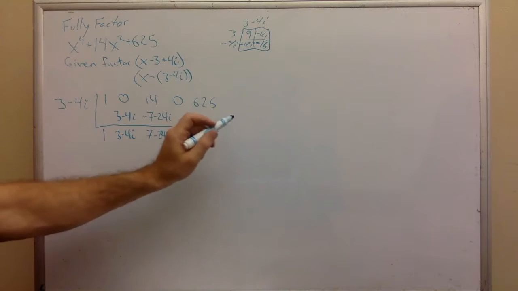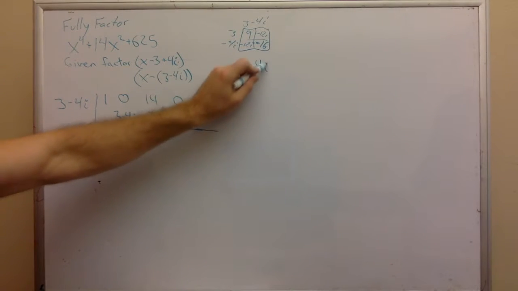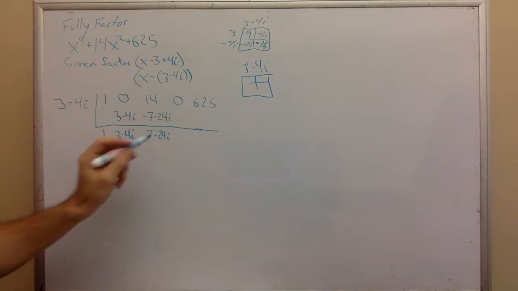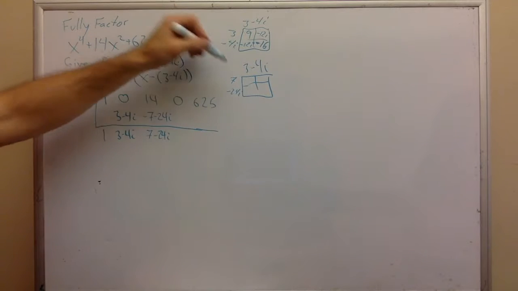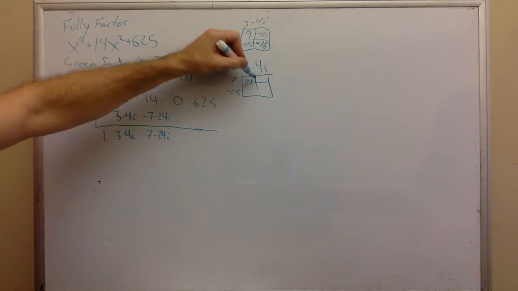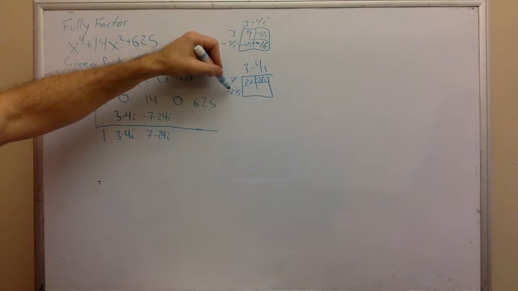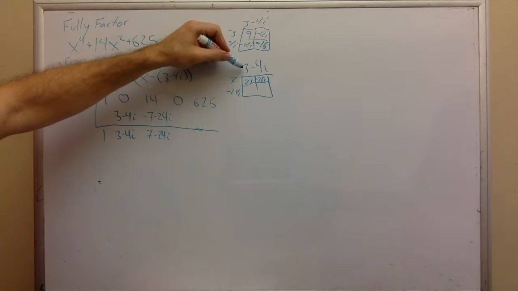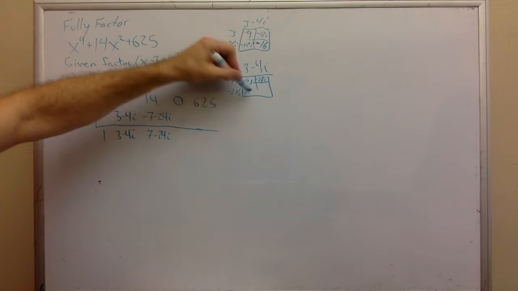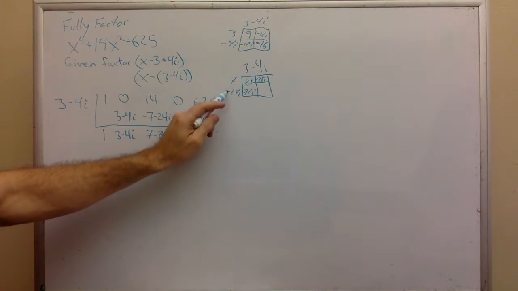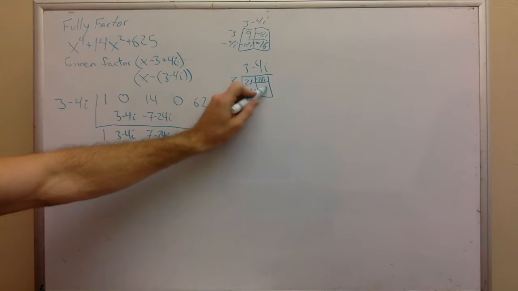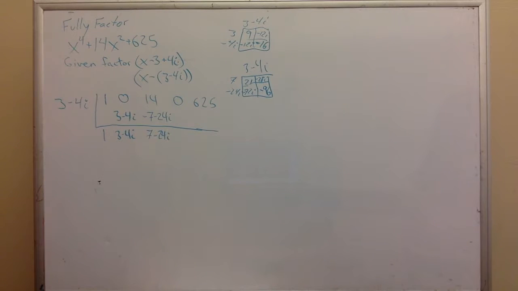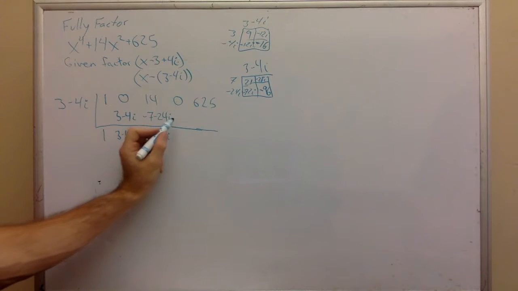Then I need to multiply again, so I have 3 minus 4i times negative 7 minus 24i. That's negative 21. That's negative 72i. And 28i. And then that's what? 96. And that's going to be negative 96. Alright, so let's see, negative 75.